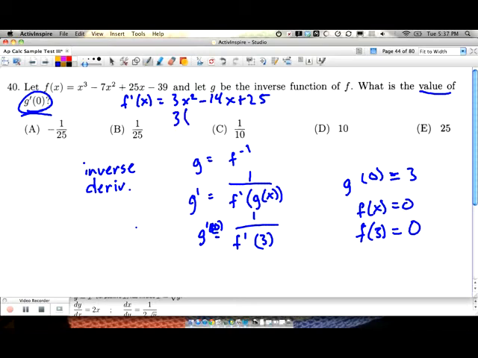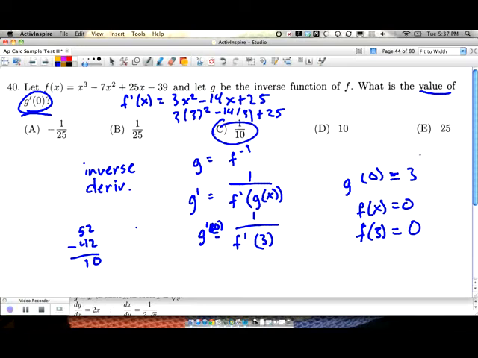That means we got 3 times 3 squared minus 14 times 3 plus 25. So this is 27. 14 times 3 is going to be 42. 27 minus 42 plus 25. So we got 27 and 25, that makes 52, minus 42 is equal to 10. So the answer is actually the one that I'm covering up here, and it's 1/10. Wow, that was a lot of work.